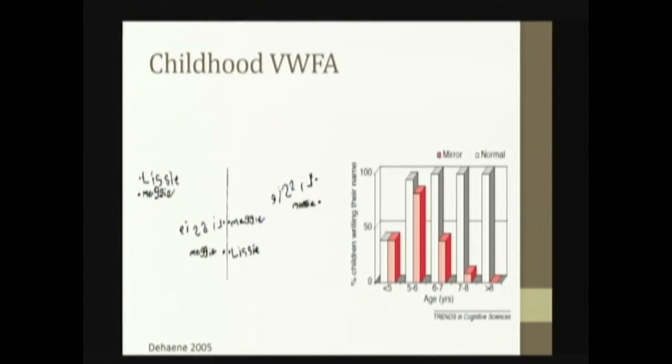The tendency to write things in reverse in children is common at 5 years, almost half of them, and even at 5 to 6 years, a great majority will still write backwards. And then it begins to go away as they get older, as their VWFA becomes more specialized and begins to recognize. So this is a sign of plasticity and specialization developing in the word form area.